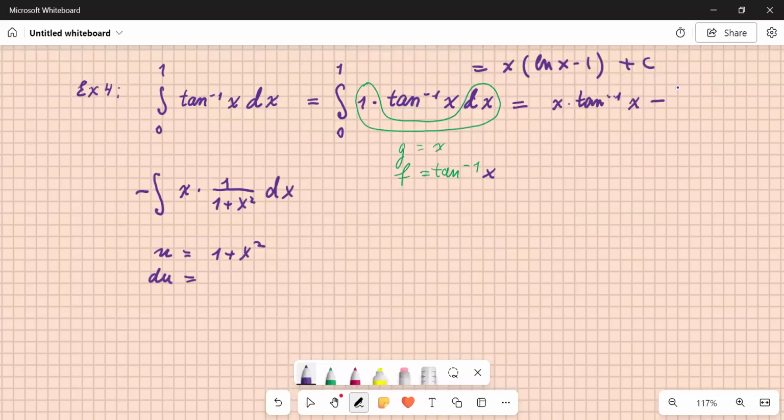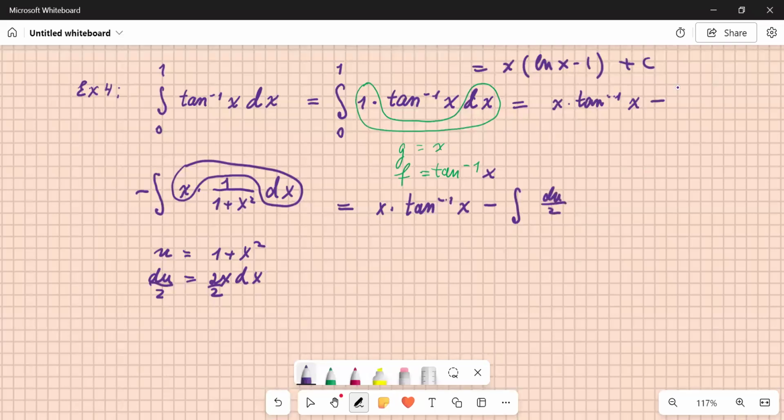Well, if I differentiate 1 and 0, x squared is going to give me 2x dx. And it looks like I already have x dx here. So if I divide this by 2 and this by 2, I'm just going to have du over 2. So what I'm going to do, guys, I'm going to copy my first expression so I'm not going to forget about it. Tangent inverse of x, and then minus, and under the integral, I'm going to put du over 2 instead of x dx, and in denominator, it's just going to be u, right? Because we labeled it as u.